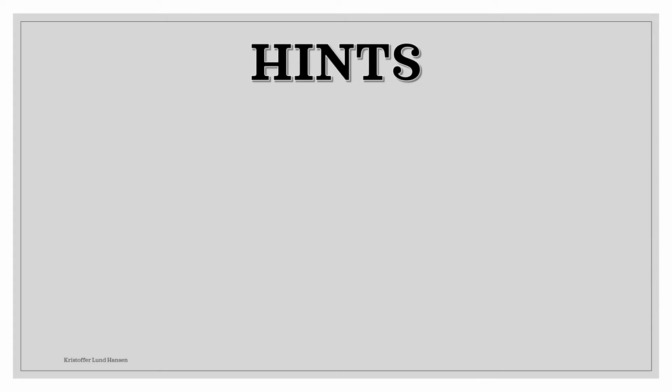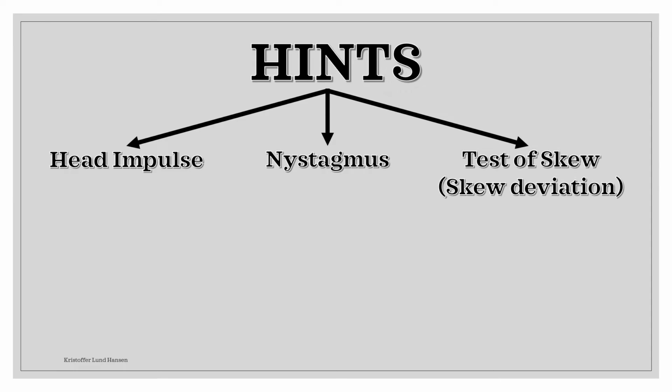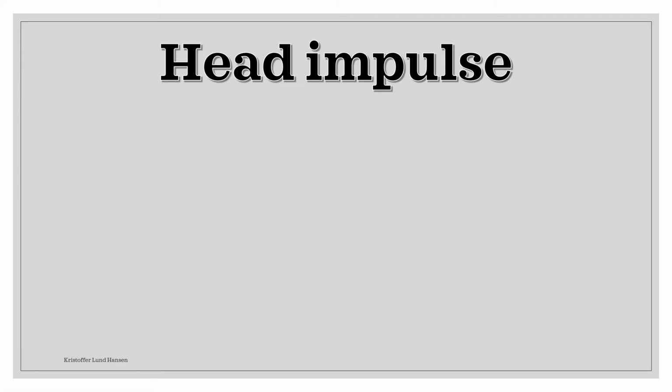So now let's get to the main topic. HINTS is actually an acronym for 3 different tests. HI for head impulse, N for nystagmus, and TS for test of skew, or skew deviation, if you will. These 3 tests are performed one after another, and the results are evaluated together. So let's start with head impulse.